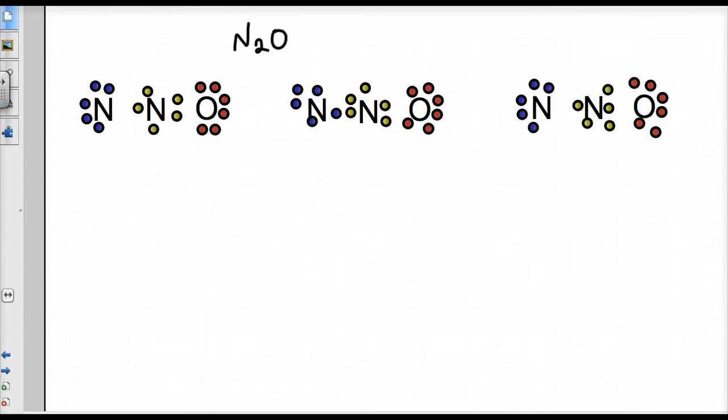So let's figure out the structure here. So you'd put out all the valence electrons. Each N has 5, each O has 6, and if you were to do this with pencil and paper, you should throw out the dots. Pencil and paper makes it easier.